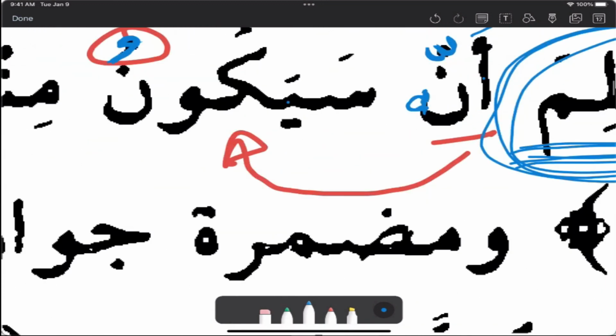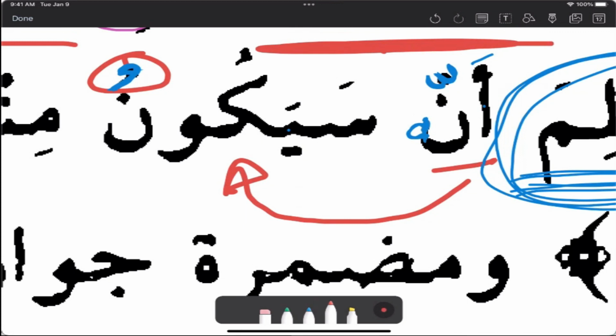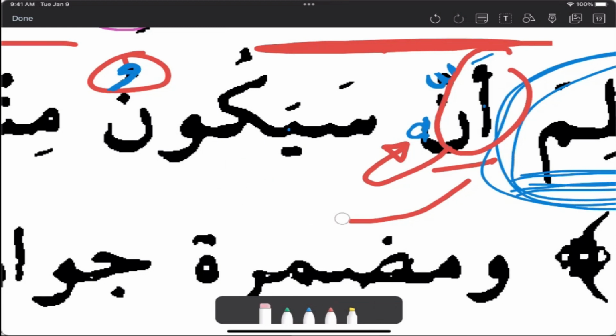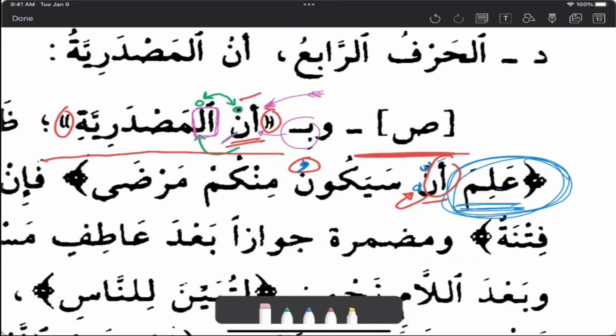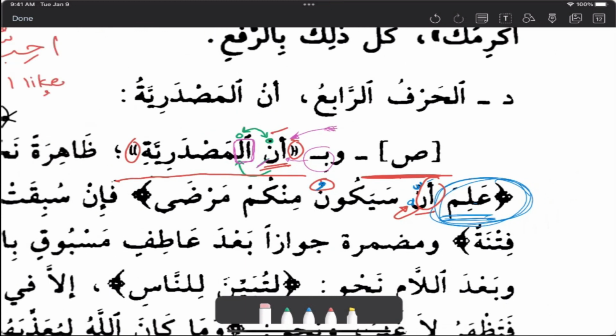So really an is really working on the pronoun here, annahu. It's not getting to the verb. It's not even getting to the verb. An in this case doesn't even get to the verb. It's occupied. But that pronoun, you don't pronounce it. So you don't say, when you recite the ayah, alima annahu sayakunu. You just omit that ha, and you still mean it though. And you say, alima an sayakunu.